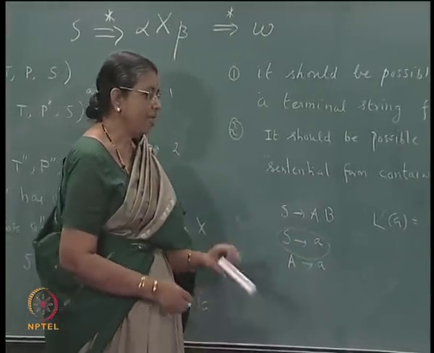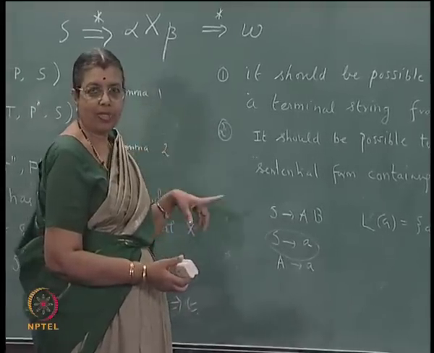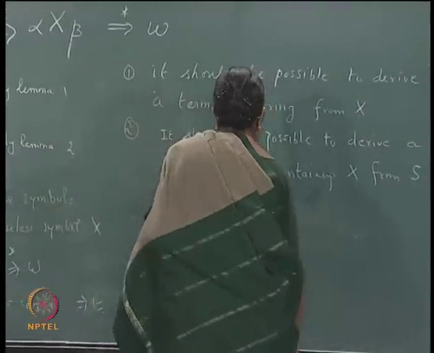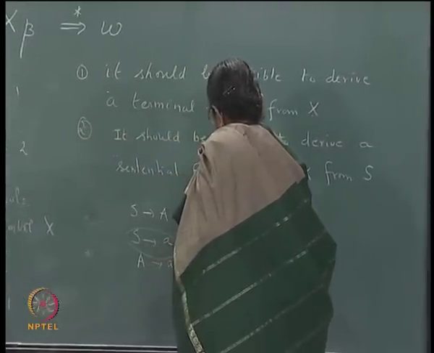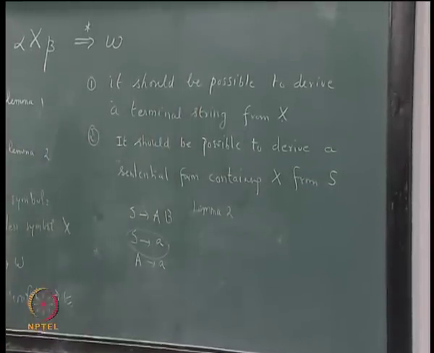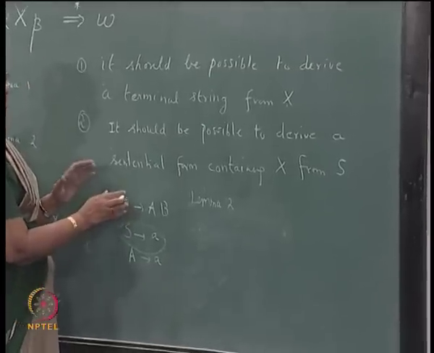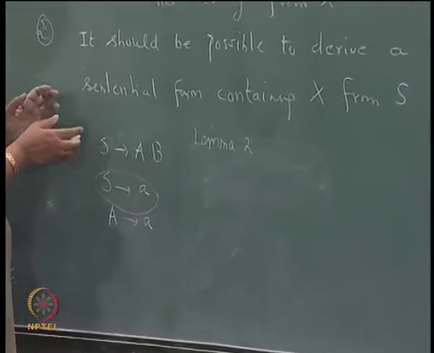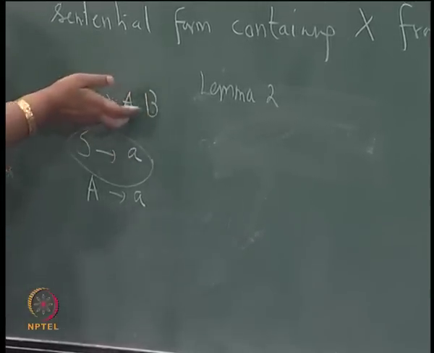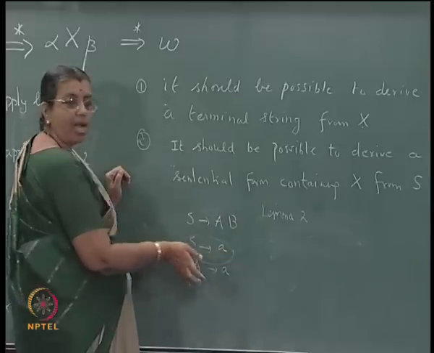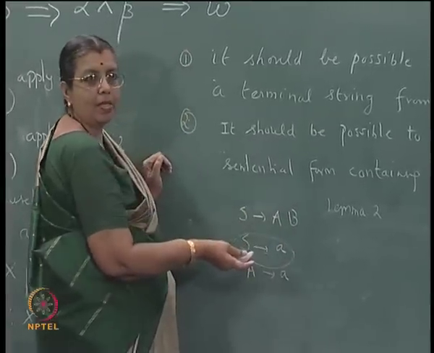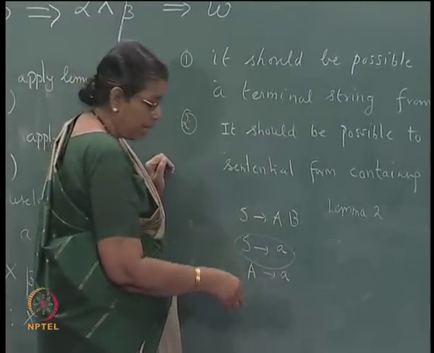So, let us see what happens when you apply lemma 1 first and lemma 2 next, and lemma 2 first and lemma 1 next. First apply lemma 2, that is, from S include symbols which are reachable from S. AB is reachable, so you will keep this, A is reachable, so you will not remove anything. If you apply lemma 2 first, everything is reachable from S, so you will not remove anything, right.